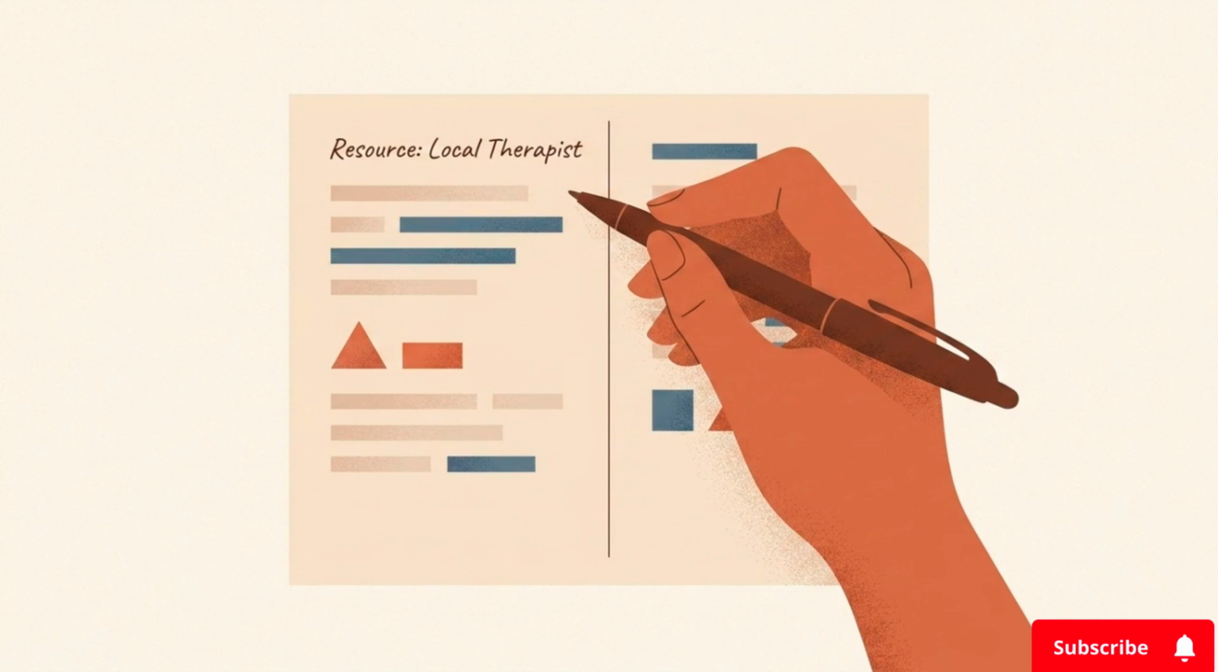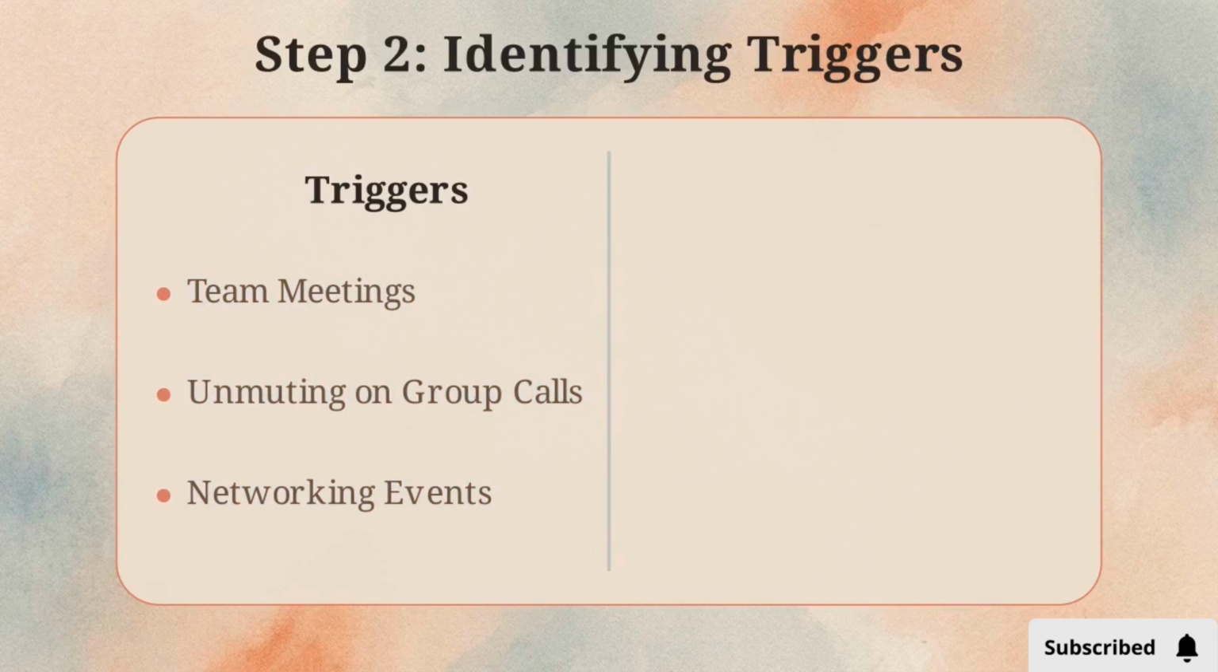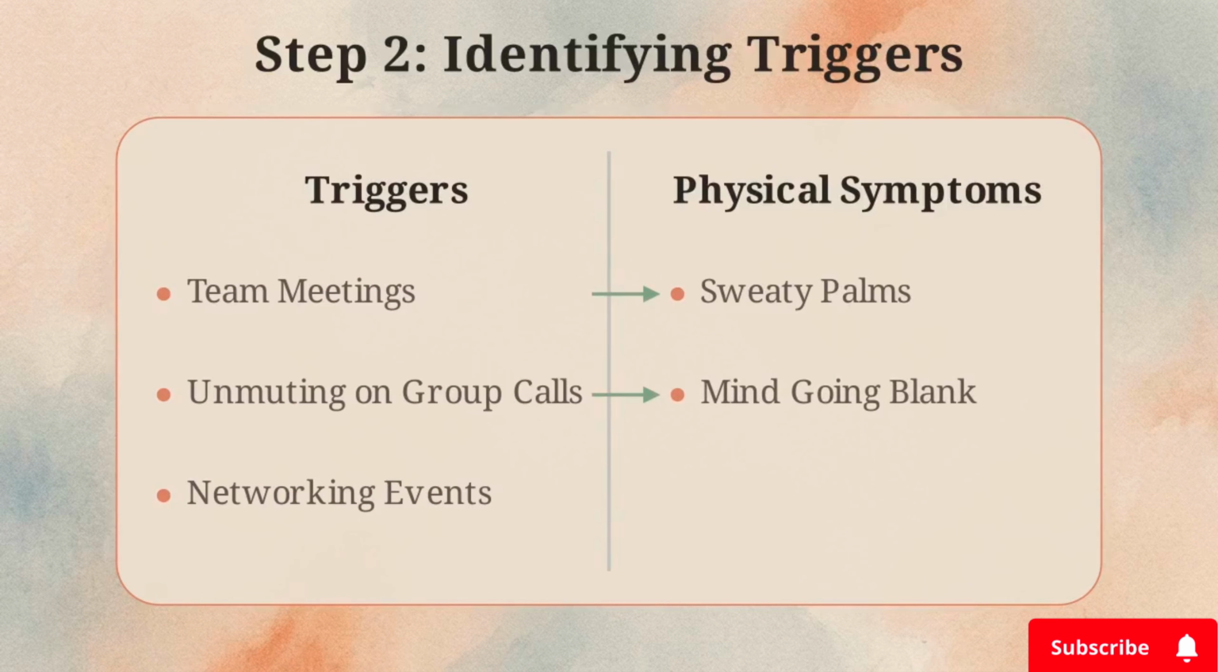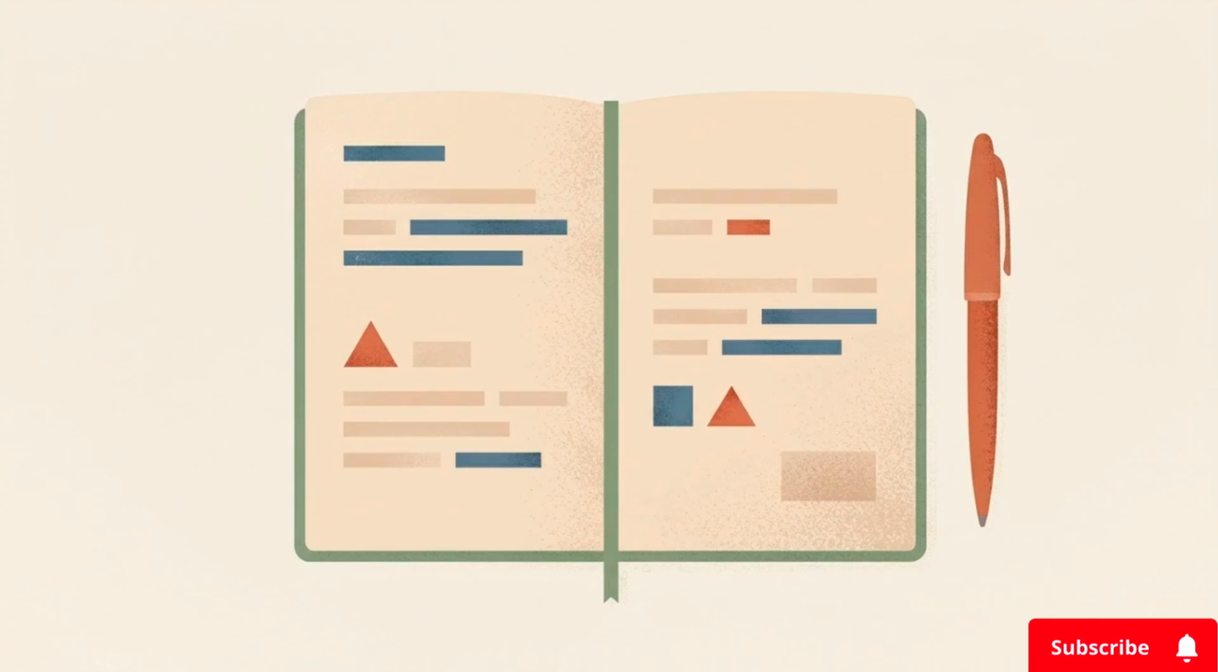Step 2 is identifying your triggers. On the left side of your page, list the top 3 specific social scenarios that cause you the highest level of discomfort. Now, look at those 3 scenarios. Right next to each one, write down the specific physical symptom you experience when it happens. Maybe it's a racing heart, trembling hands, or a tight chest. Documenting your exact triggers alongside your physical symptoms strips away the vague, overwhelming dread of social interaction. You have just isolated your anxiety into a predictable, manageable biological pattern.